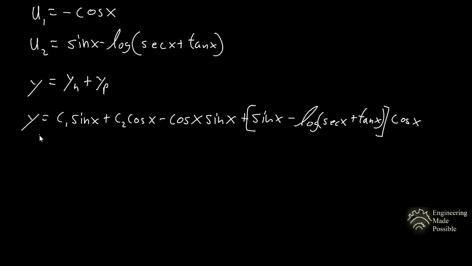So the solution to a differential equation is the homogeneous solution, which is c1 sine x plus c2 cosine x plus the particular solution, which was the u1 sine x plus u2 cosine x, which is basically negative cosine x sine x plus the sine x take away log secant x plus tangent x times cosine x, which is a pretty long solution, but this is it. This is the solution to a differential equation using the variation of parameters. Let's go ahead and do another problem.